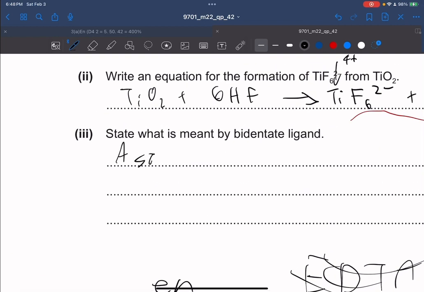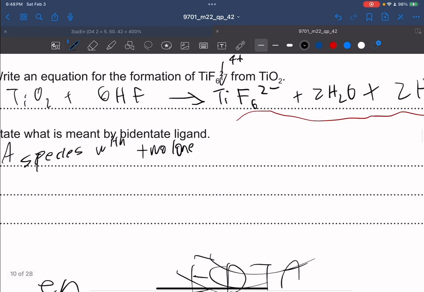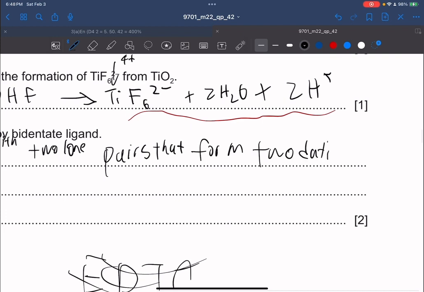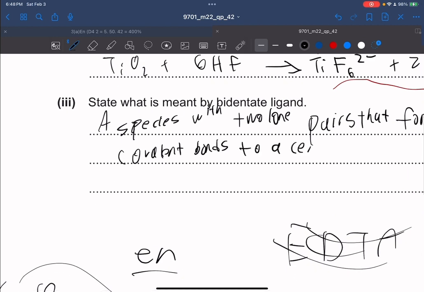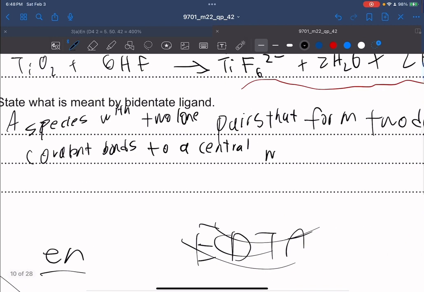So a species with two lone pairs that form two dative covalent bonds to a central metal atom.